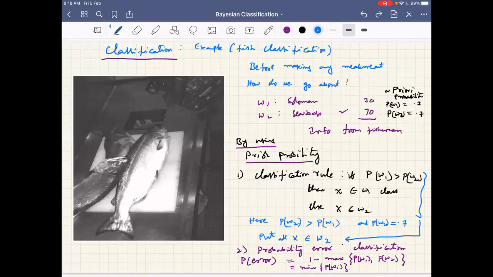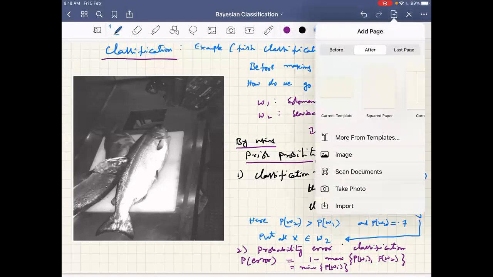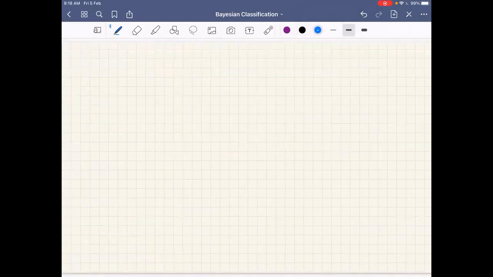The classification rule is important. This is the decision rule. In some sense, the classification rule or decision rule and the probability of error, both are important. So now let us write the general expressions for the multi-class classification problem. Here what we are discussing is classification using only prior probability, or prior knowledge.